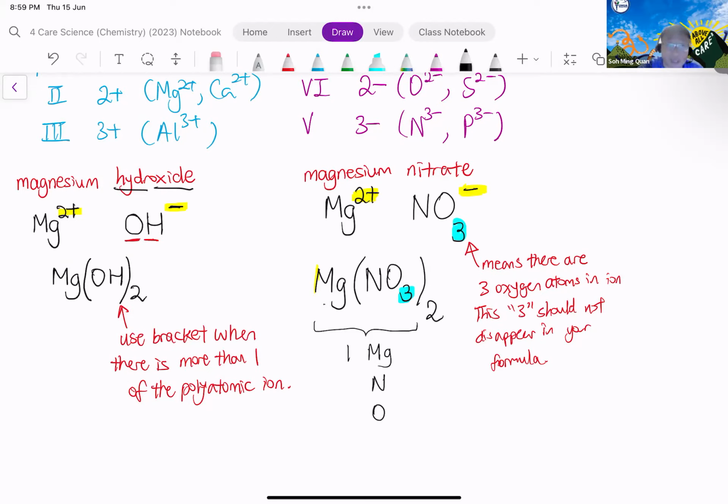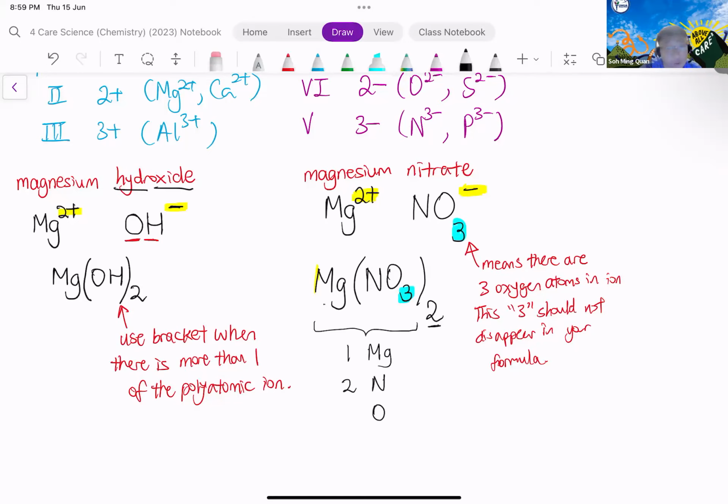How many nitrogens are there? So remember, the nitrogen is inside the bracket. The 2 will apply to everything inside the bracket. You have to multiply into the bracket. So nitrogen, there's 2 nitrogens. How many oxygens are there?